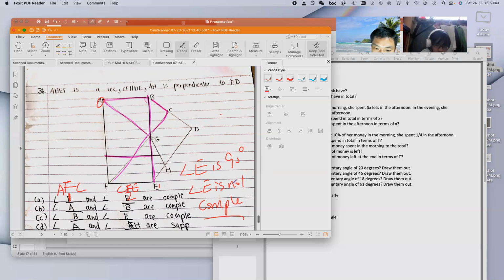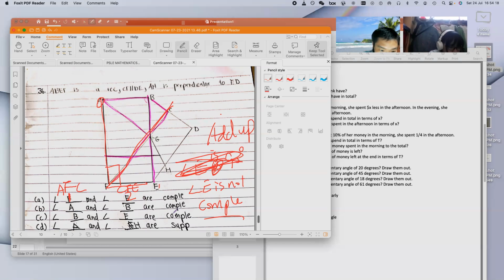Why do I say your first statement is wrong and the second statement is correct? Complementary angle is not 90. What's the definition of complementary? They add up. The word is "add up." Angle E is 90, so angle E is not complementary. But if you look at AFC and CFE, they add up to 90. So these two are complementary.